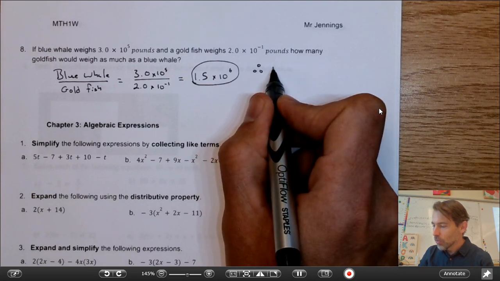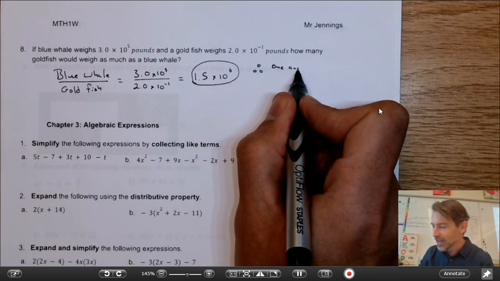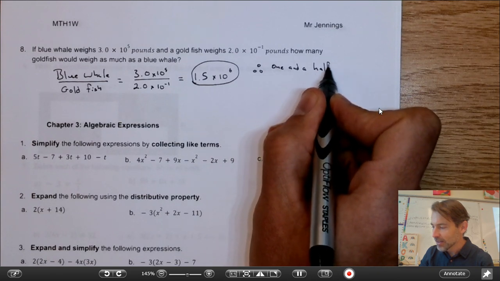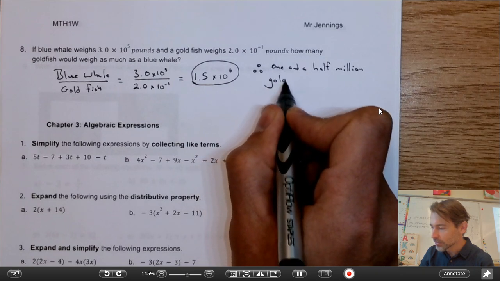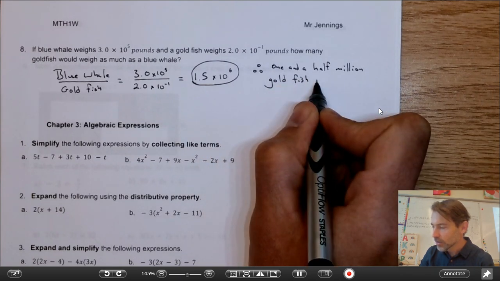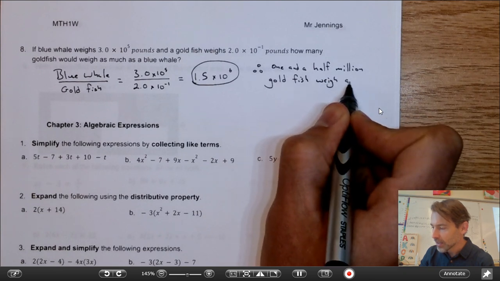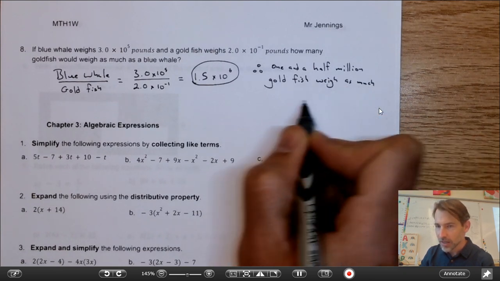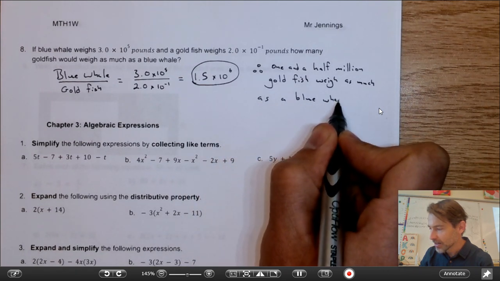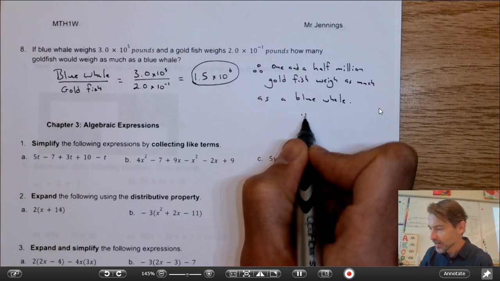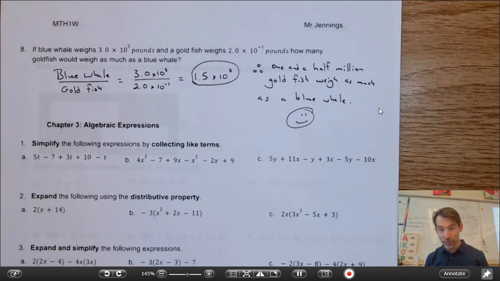Therefore, 1.5 million goldfish weigh as much as a blue whale. And that's a super fun factoid to now put into your brain. All right, so these are all the skills, tips, and tricks. I think that's a fairly big goldfish. Not a huge one.